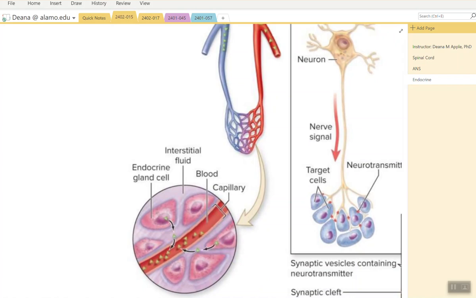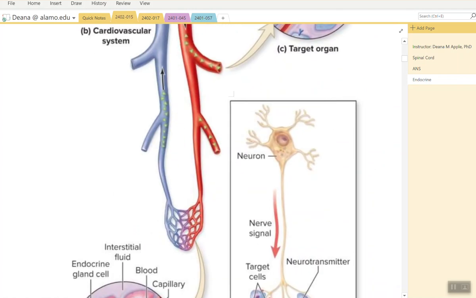It'll keep counting you. Okay, so an endocrine gland cell produces a hormone. It releases it into the interstitial fluid and then it travels into the bloodstream. It'll go through the bloodstream to its effector cell.